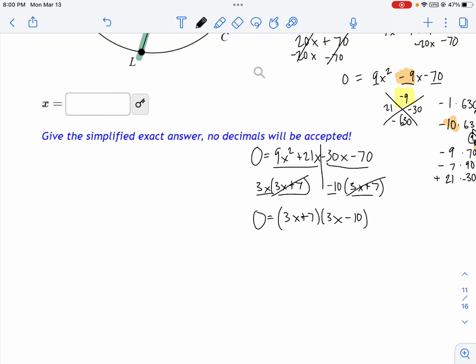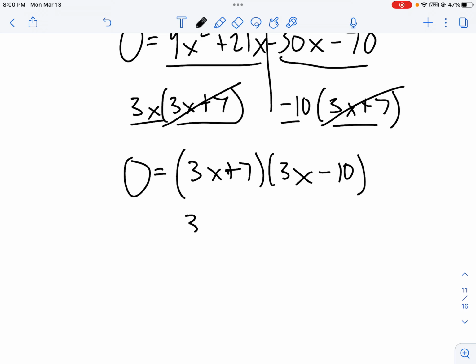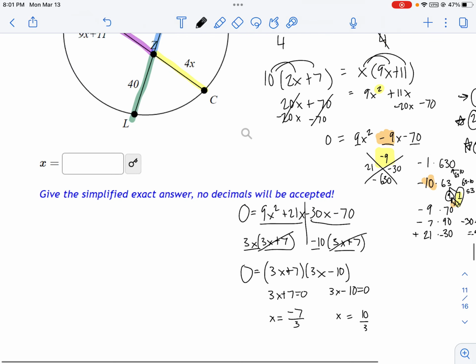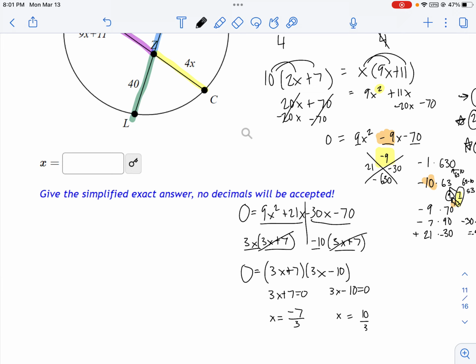And then you do your very last step, set each factor to 0, so 3x plus 7 is 0, 3x minus 10 is 0. And then solve those equations. So the first one, we would subtract 7, then divide by 3. And the next one, we would add 10 and divide by 3. And that means that negative 7/3 and 10/3 are your solution, right? Now, are you done? No. Okay, you're close. You're so close to being done, right?